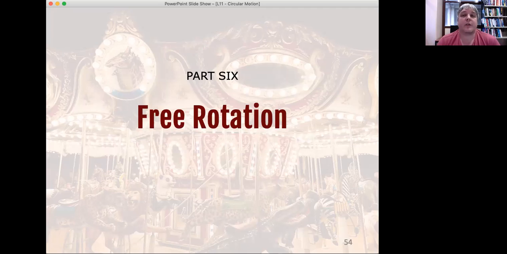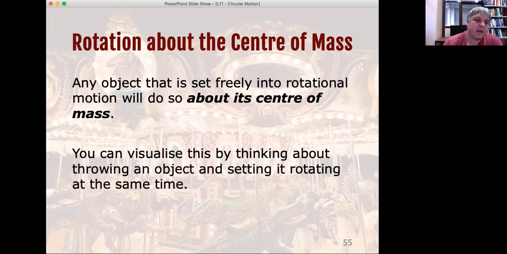So the reason we wanted to introduce that center of mass, so I've written this as a separate part, but really it's related to the center of mass, and it's the idea of free rotation. Any object that is set into free rotation, so that means you're rotating it but without a fixed axis. Remember, we had a fixed axis for our tire on an axle or a merry-go-round. They had fixed axes. Any object that is rotating freely will do so about its center of mass.